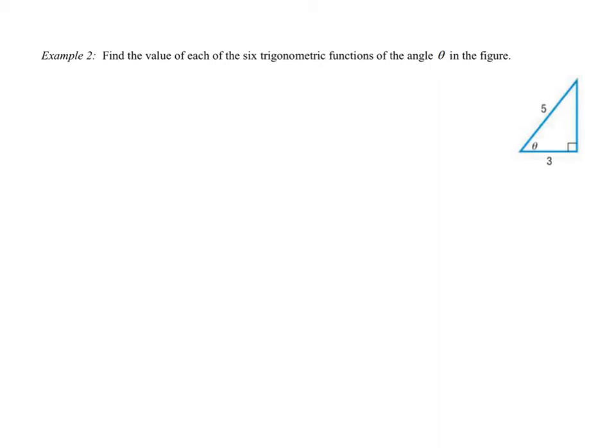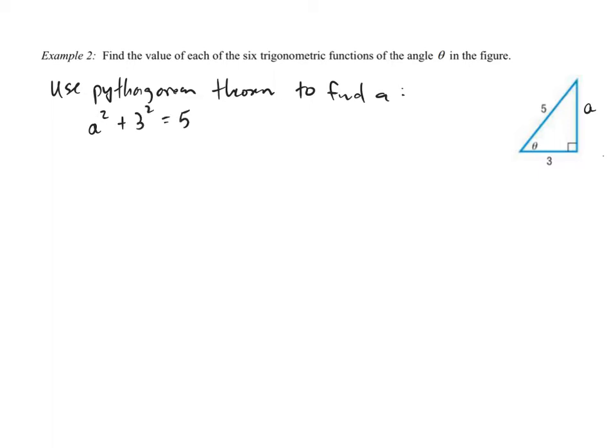So the first order of business is to find what that side is, and so I'm just going to call that side A. I could call it really anything that I wanted to, but I'm going to call it side A. And step 1 of this process is to use the Pythagorean Theorem in order to find that side A. Okay, so I remember from geometry that the Pythagorean Theorem says that the leg squared plus the other leg squared, which in this case is 3, is going to equal the hypotenuse squared, which in this case is 5.